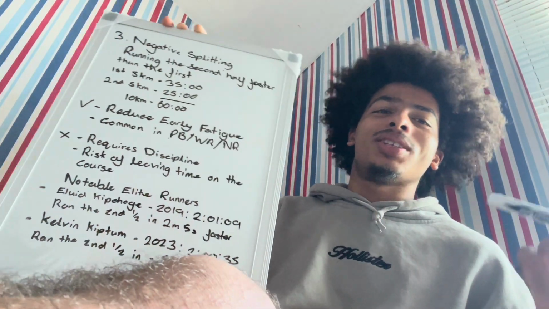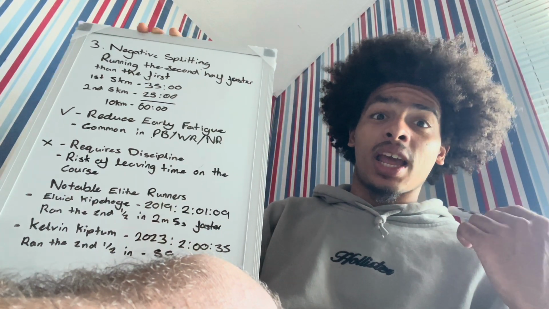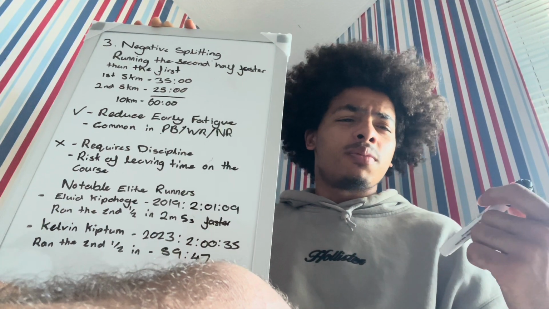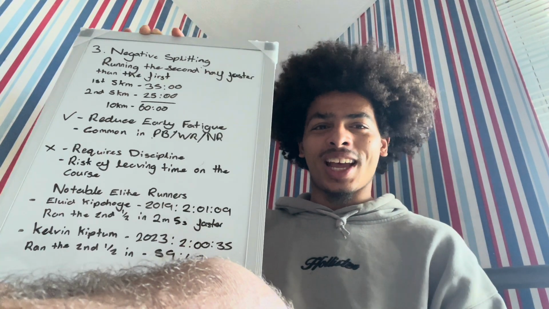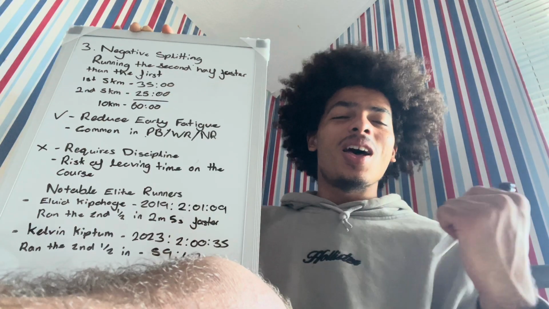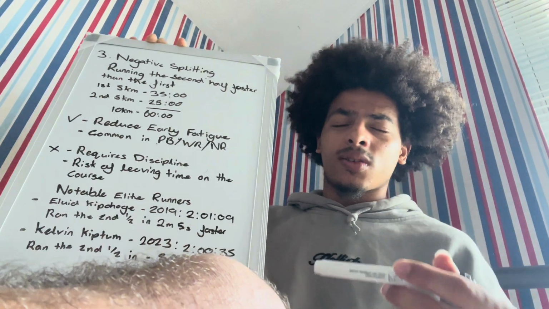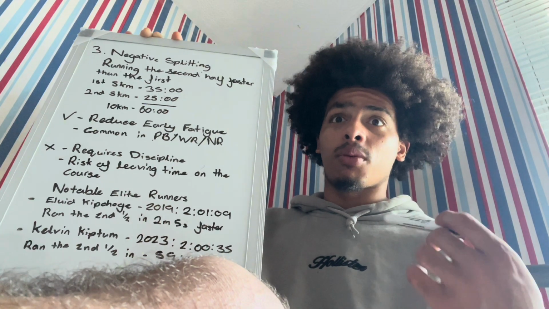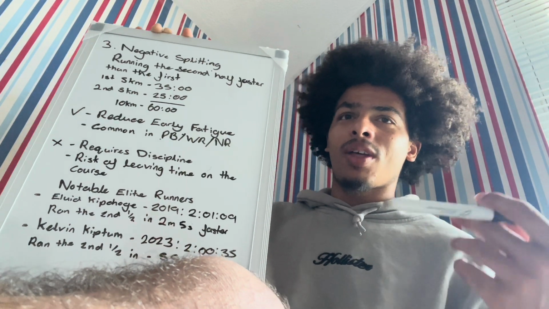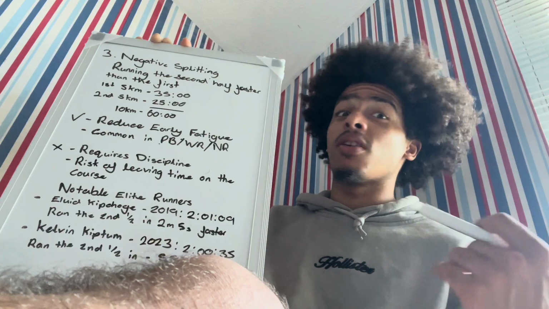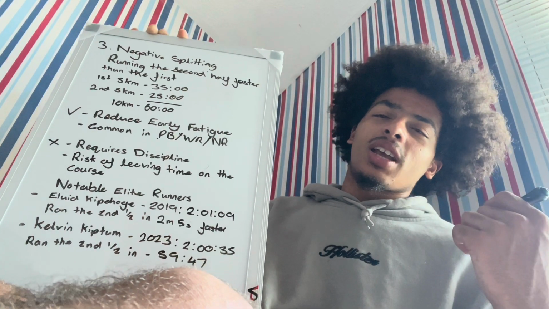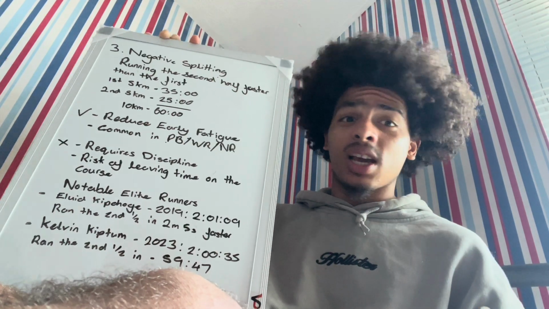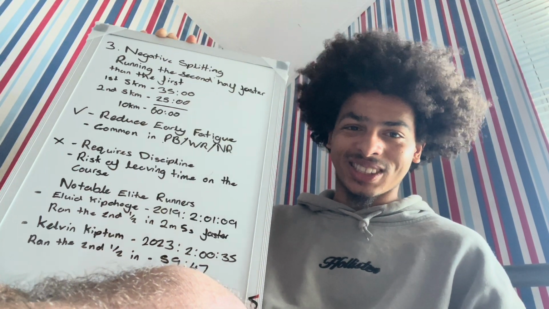The first one is it requires discipline. So you think, if I'm running the first half slower than the second, how is it harder? It's harder because you're looking to increase your pace from about halfway onwards. Now that's difficult because if you've been running fairly slow, it's nice and comfortable, but then suddenly halfway is where you have to pick it up to a faster pace.